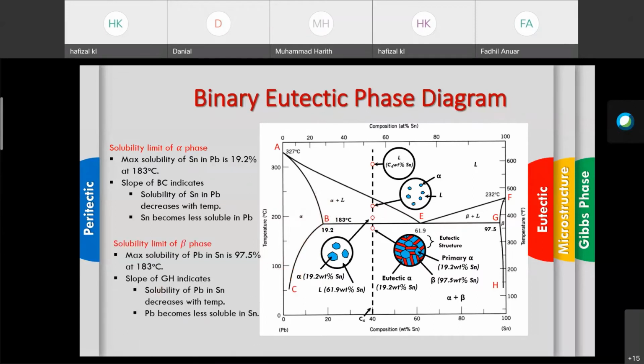And then we have a solubility limit of beta. We can see from this point, at 97.5. In this line we have this slope which is considered at point GH here. At this point the solubility of Pb in Sn decreases with temperature. When the temperature increases, the solubility of Pb becomes lesser, and the Sn becomes higher at this point.